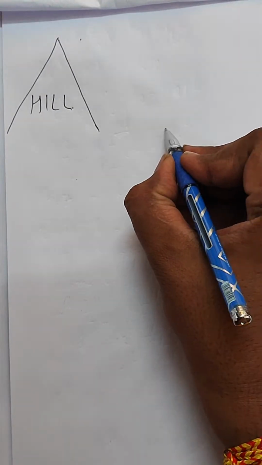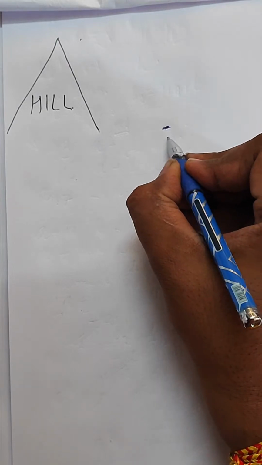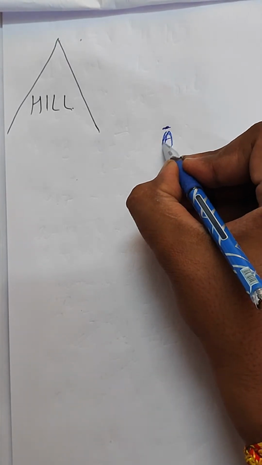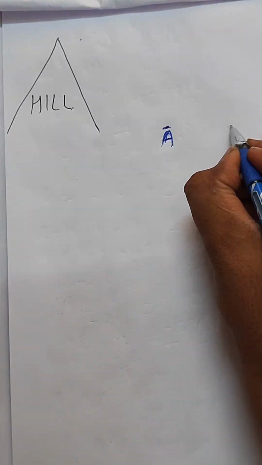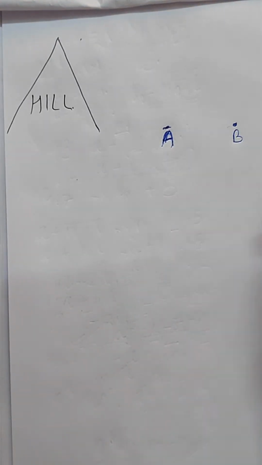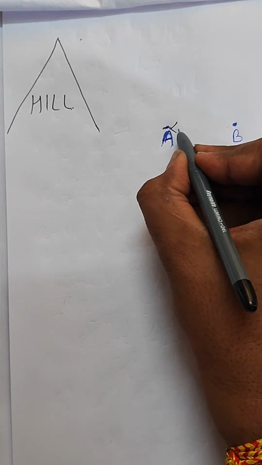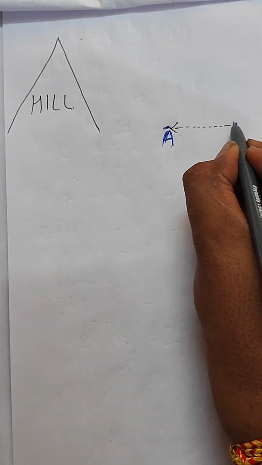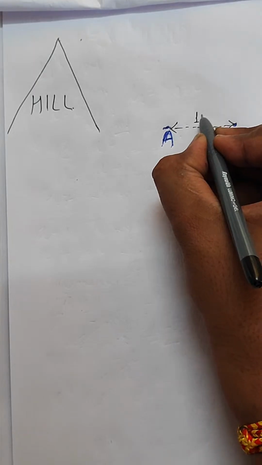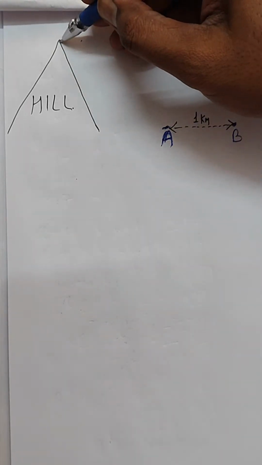So let's say this is a kilometer stone A, and this is a kilometer stone B. So what is the significance of a kilometer stone? The distance between the kilometer stones is always equal to 1 kilometer. Always equal to 1 kilometer. Now here the angle of depression for these 2 kilometer stones is given to you.